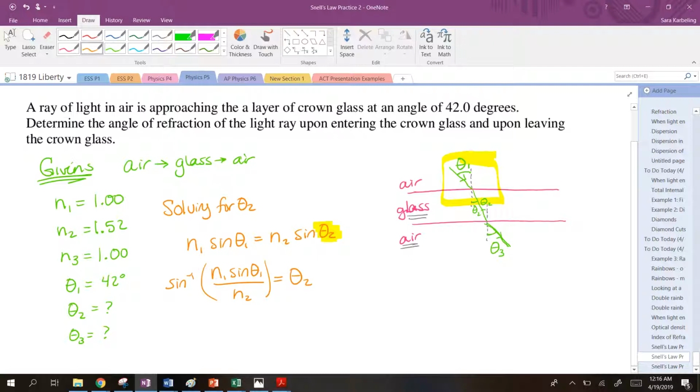Hopefully that algebra made sense to you. If it didn't, go back and look at the process from problem 1 because it's the same process that we did before. So if I plug in some numbers here, that's going to be sine inverse of 1 times the sine of 42 divided by 1.52. So we expect when we find theta 2 that it's going to be something smaller than the 42 degrees because, again, we're bending toward the normal. And when we plug all of that in, we get, I believe, 26.1 degrees.